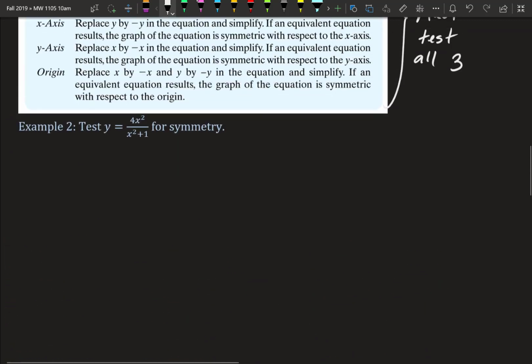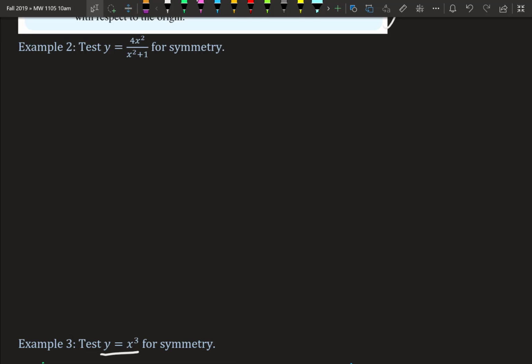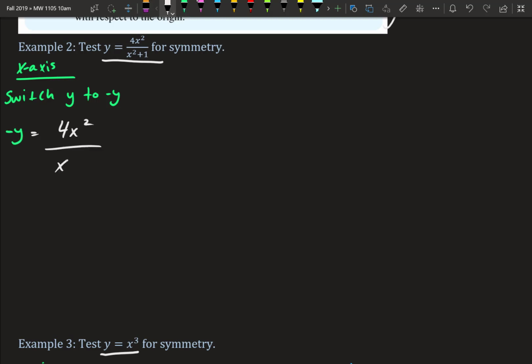All right, now let's go back to example 2. Let's test y equals 4x squared over x squared plus 1 for symmetry. All right. So no matter what, we have to test all three. So let's start off with x-axis. For x-axis, we're going to switch y to negative y. That's how we would abbreviate how we said that instead of writing that whole sentence for it. So in the given equation, we're going to switch y to negative y. So negative y equals 4x squared over x squared plus 1.